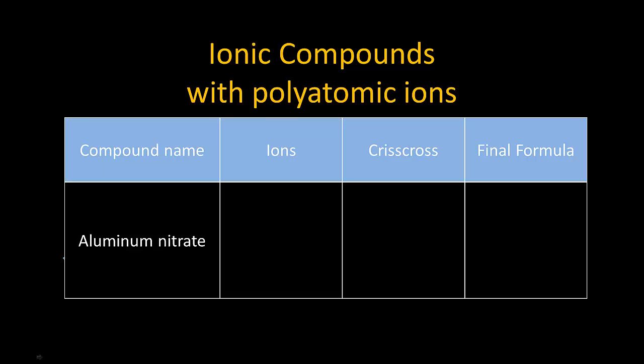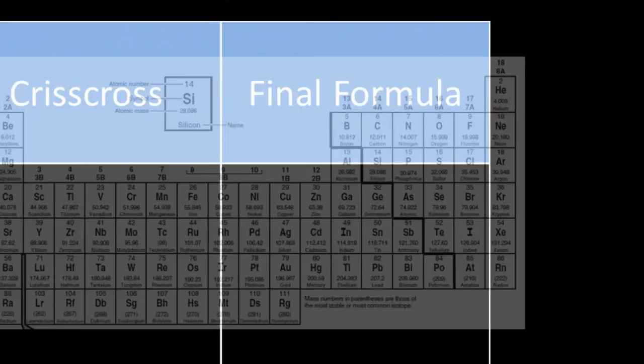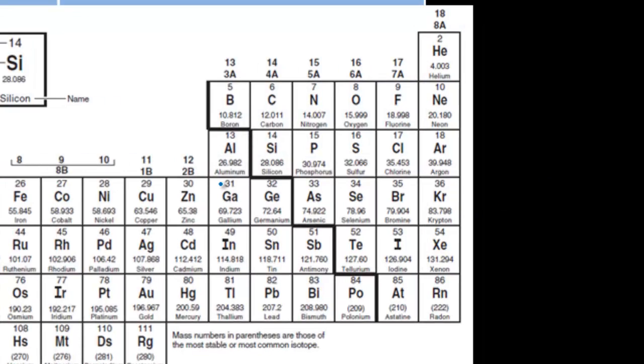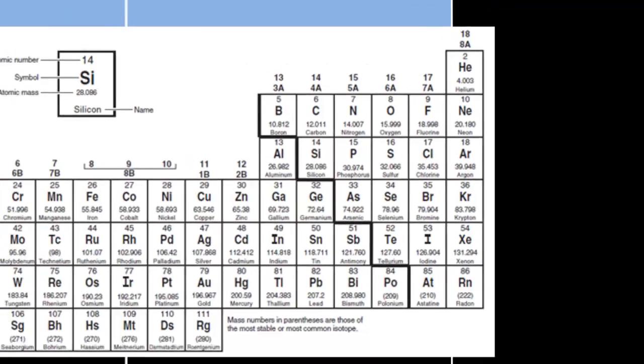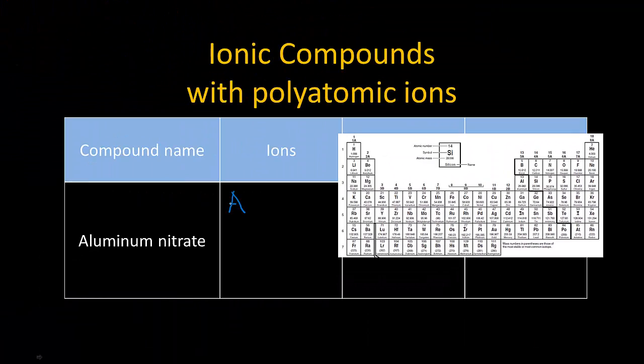First example, we have aluminum nitrate. So let's look at our ions. First one, aluminum, right here, is in group 13. It has 3 valence shell electrons. So our first ion is going to be Al. You should know now it is much easier to lose 3 than gain 5. So it's going to lose 3. That's its charge, or its oxidation number. It's +3 because it's losing 3.